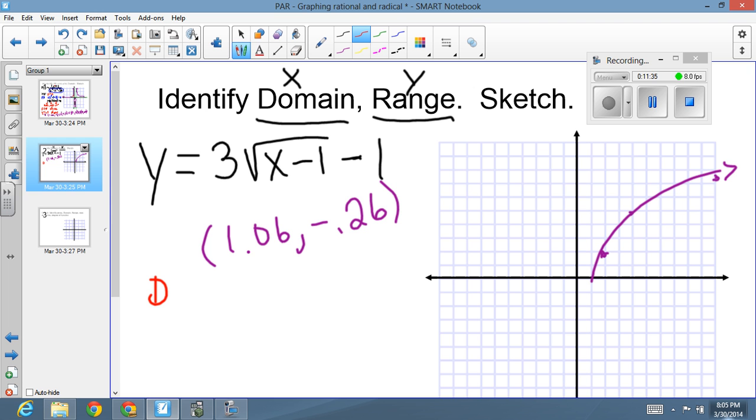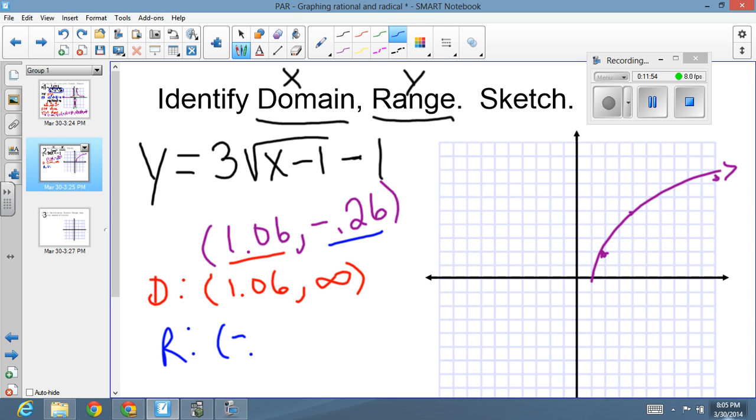And that point is important for me just for the sake of my domain and range. Okay, my domain being my x values. Well, my x value is 1.06, and I'm going to the right. So my domain is going to be 1.06 up to infinity. My range, on the other hand, are my y values. Negative 0.26, once again, up to infinity because it's going up.